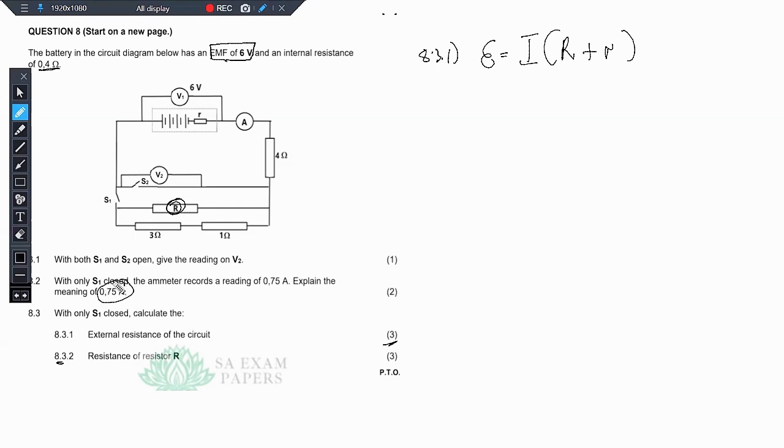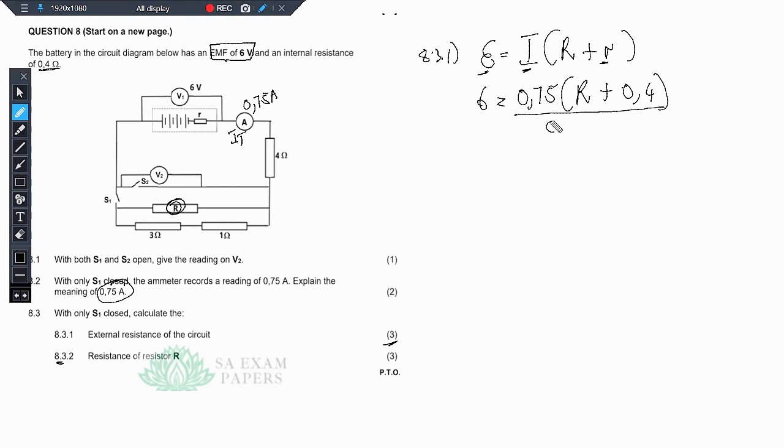Then the 0.75 amperes, remember, when they close switch S1, your ammeter here reads 0.75 amperes, which we know is the total current. So we have the total current, we have the EMF, we have the internal resistance. The big R that we are looking for is the external resistance. So that's how we are now going to calculate that. Then current is 0.75, R is what we are looking for, and small letter r, the internal resistance, is 0.4. Now we know the drill.